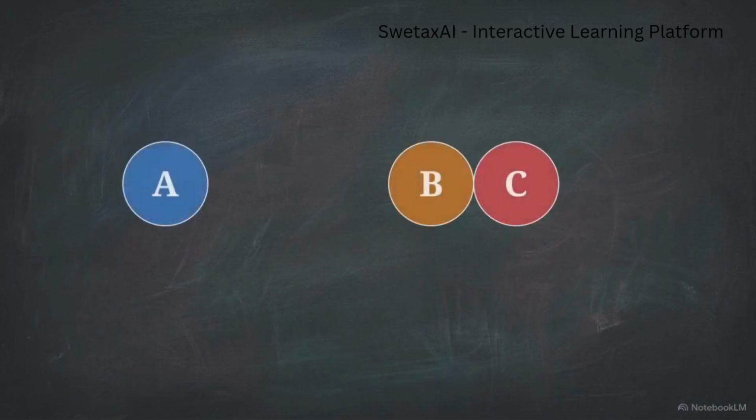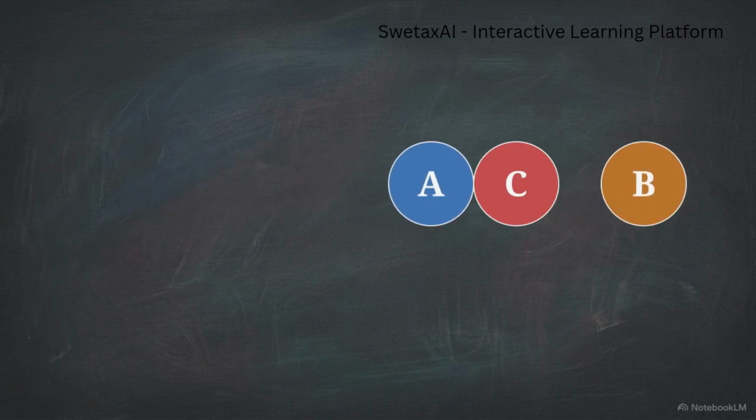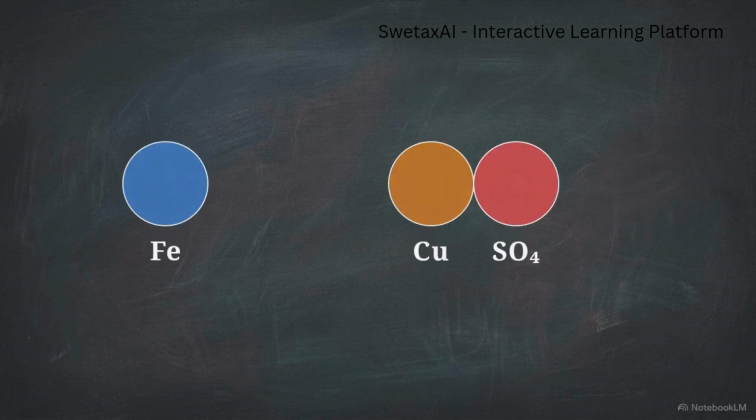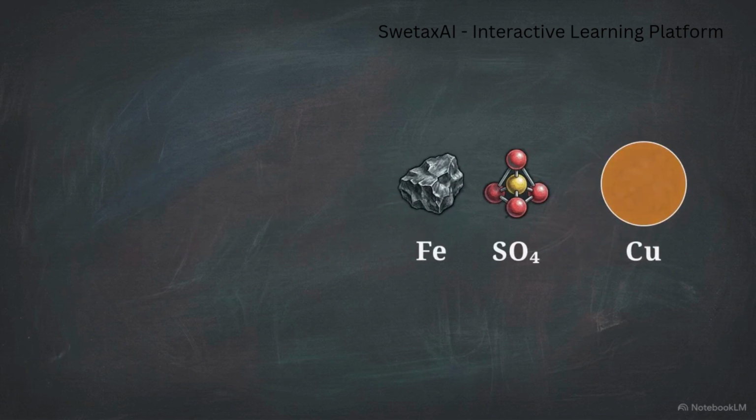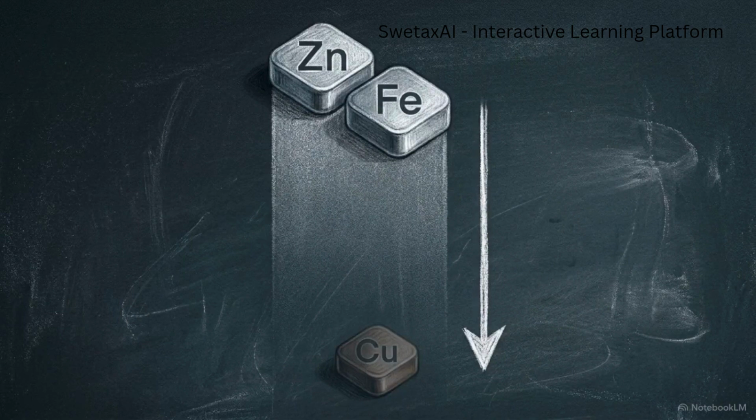The third pathway involves atoms swapping partners. In single displacement, an element replaces another within a compound. When raw iron enters a copper sulfate solution, it displaces the copper. Iron takes its place next to the sulfate, leaving the copper to settle as a solid. This swap is driven by a reactivity gradient, where more reactive elements, like iron and lead, consistently displace less reactive elements, like copper.